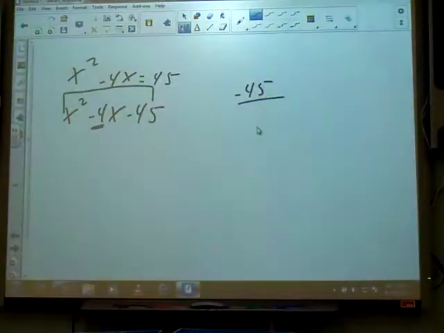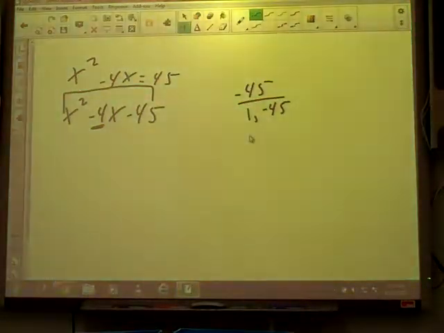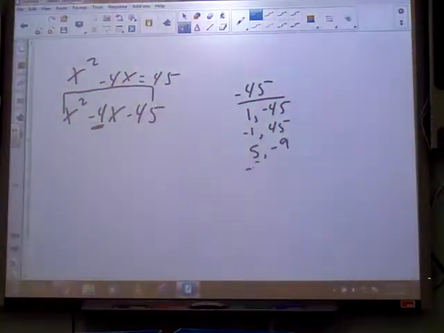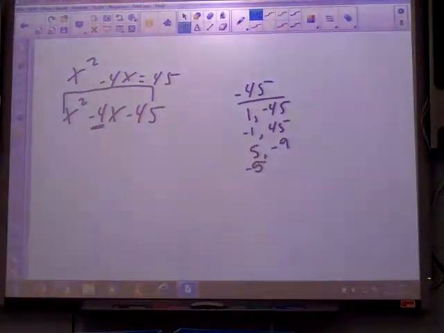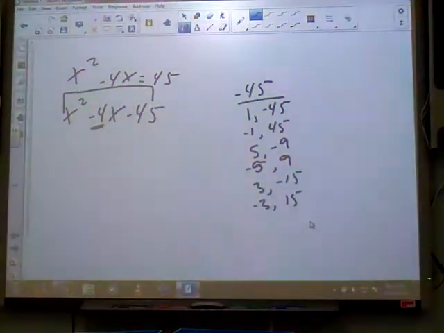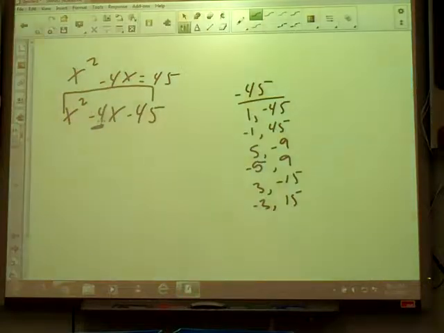Okay, I'm going to list them all this time so you see what we're doing, but I won't do this every time. I could have 1 times negative 45. Y'all are right. I could have negative 1 times 45. I could have 5 times negative 9. I could have negative 5 times 9. I missed 3, didn't I? I could have 3 times negative 15. I could have negative 3 times 15. Is there any other whole numbers that multiply to make 45? I don't think so. Okay, so I'm looking for the sum of these to equal negative 4.